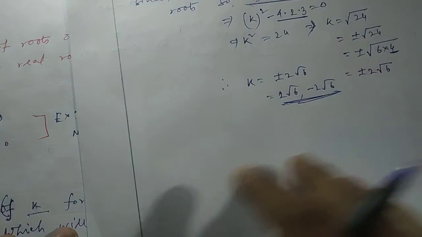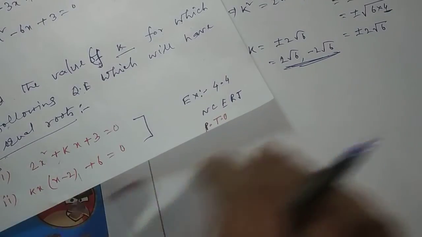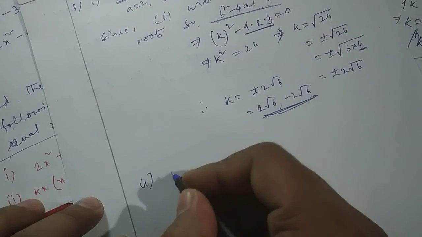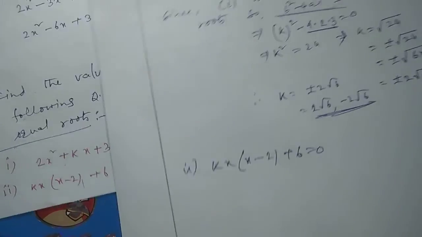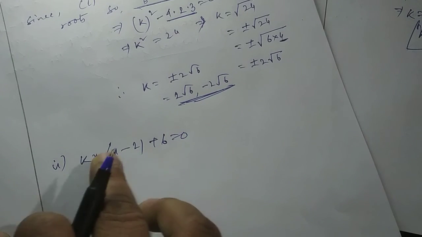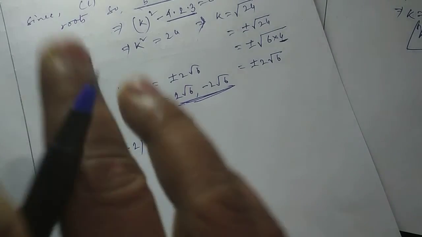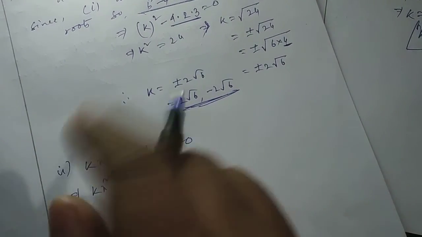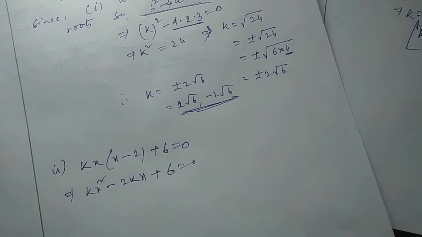Similarly, let us solve question number 2. What is question number 2? kx(x − 2) + 6 = 0. Here k is unknown, so we have to find the value of k. What is told here? This equation will have two equal roots. Then find the value of k. First let us bring it to the general form by multiplying: kx² − 2kx + 6 = 0. Right?